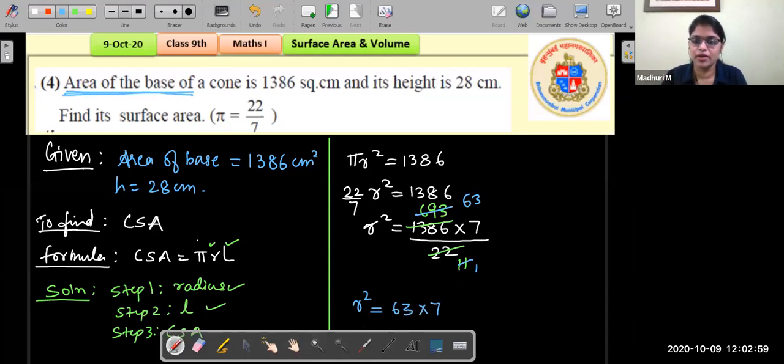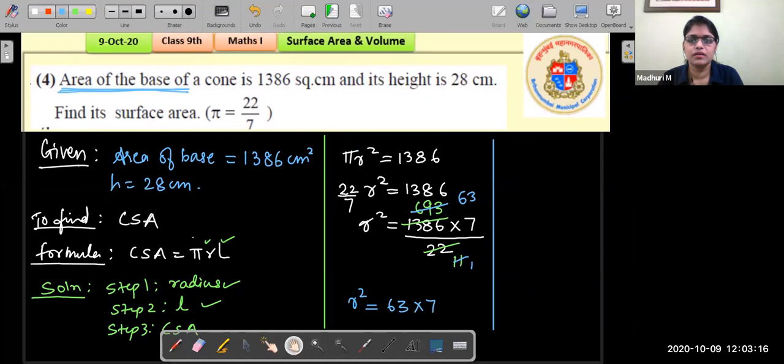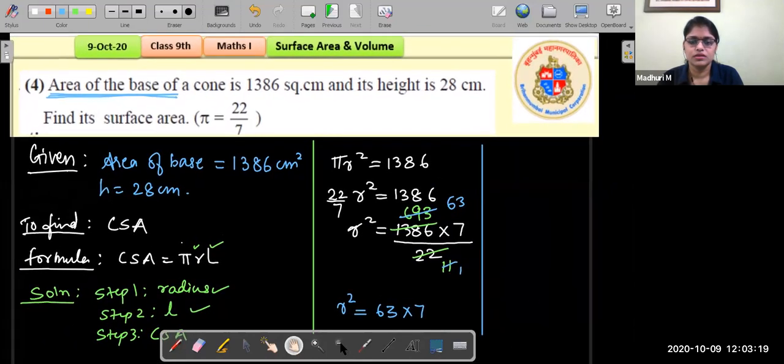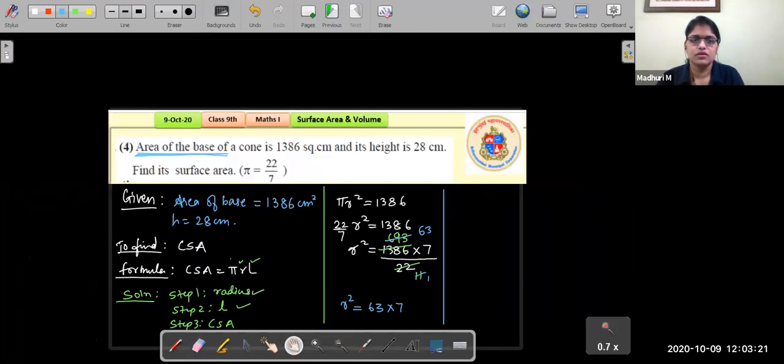Don't multiply, because that is a smart move, smart calculation to save time, right? So should we multiply this? No, not at all. Don't multiply. We have to find r squared. That means we have to find r. That means we have to get rid of the square. So what we will do, we will, just a minute.